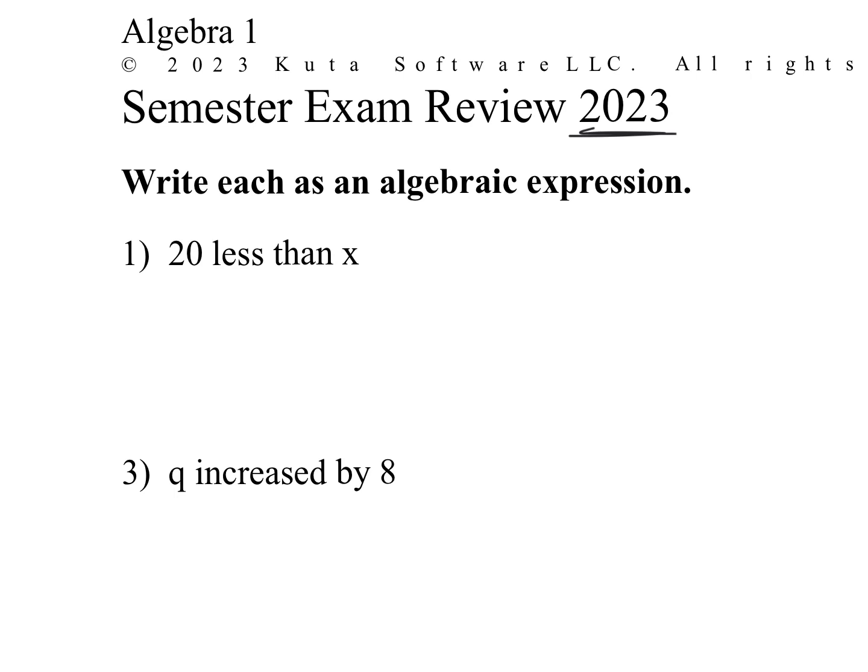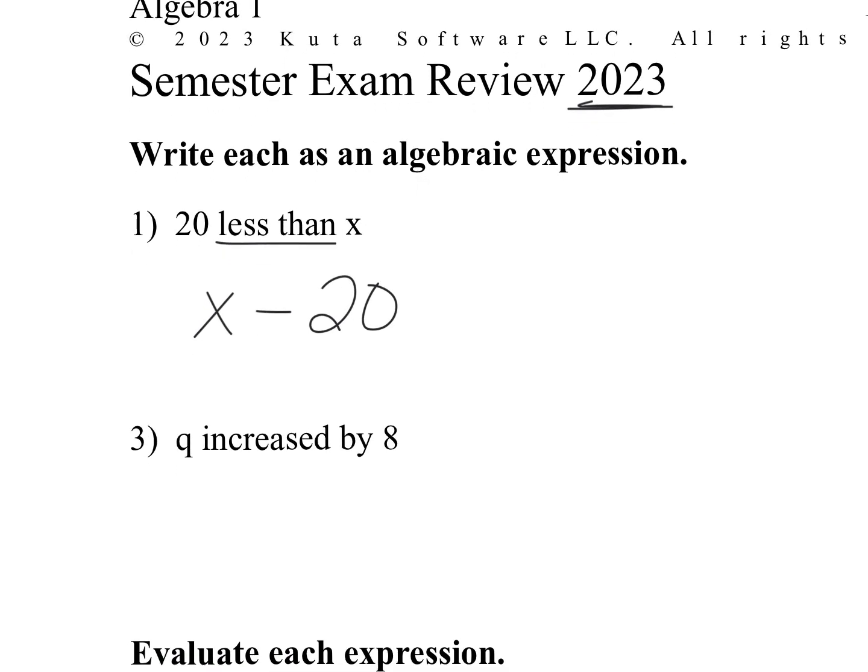So on number 1, we have 20 is less than x. What's the keyword? Less than. What do we know about less than? We have to flip it. X, what's the operation? Subtract from 20. Less than, we have to be flipping them.